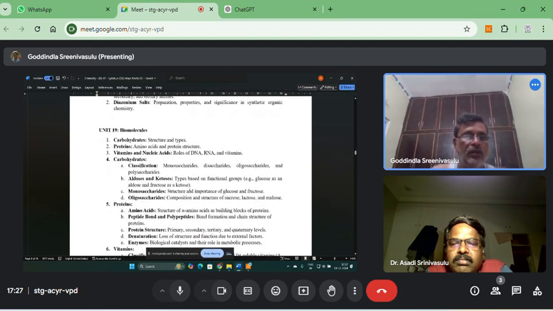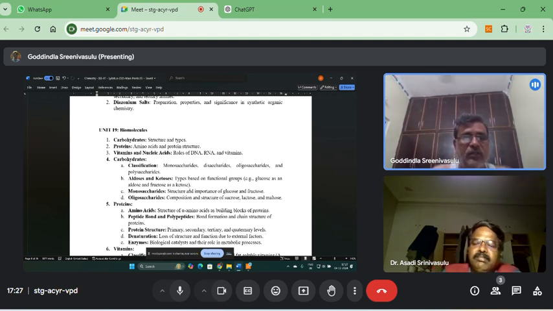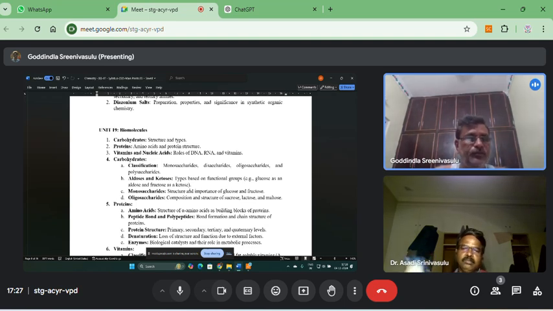Then coming to Unit 19, biomolecules. Biomolecules are nothing but molecules present in living cells, maybe plant cell, animal cell, or any microbial cell. In all these, there will be carbohydrates. What are the structures of carbohydrates and how many types are there? And proteins, that is amino acids and protein structure. Vitamins and nucleic acids.